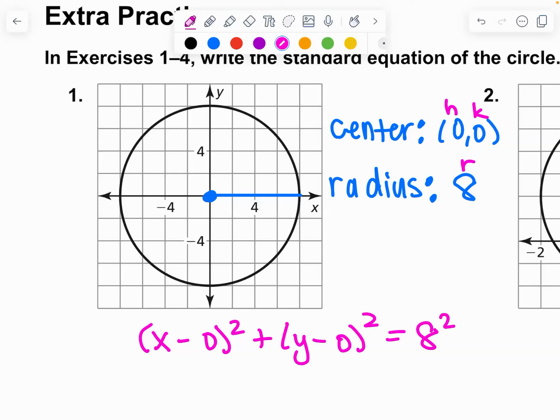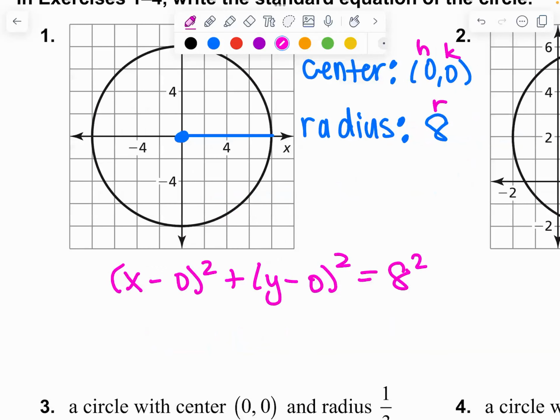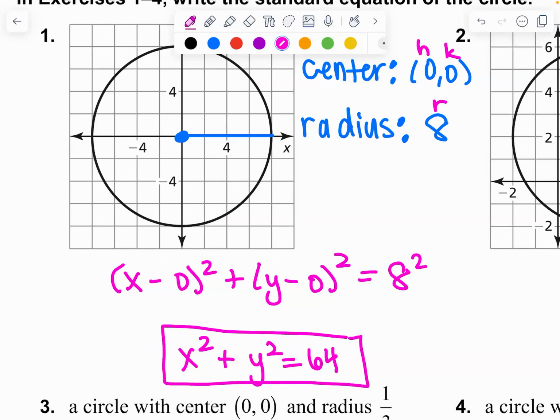Now, is this how I want it to look? Not really. Let's simplify it. x^2 + y^2 = 64. That's what I would want.